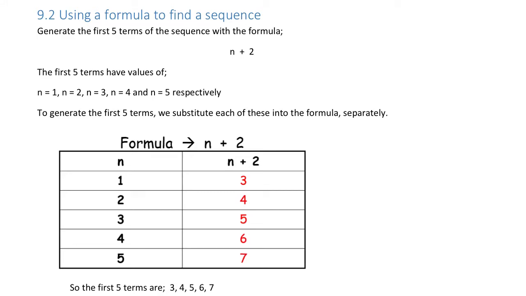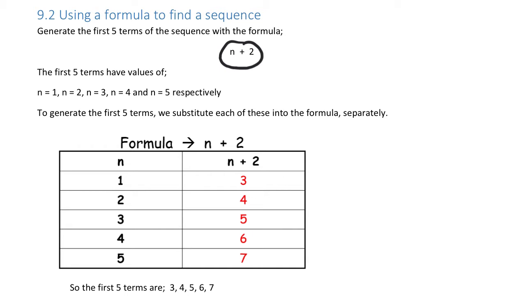9.2, using a formula to find a sequence. So a formula is similar to an equation, it's just telling us the general rule. So in this example, the formula is n plus 2, where n is the term number.